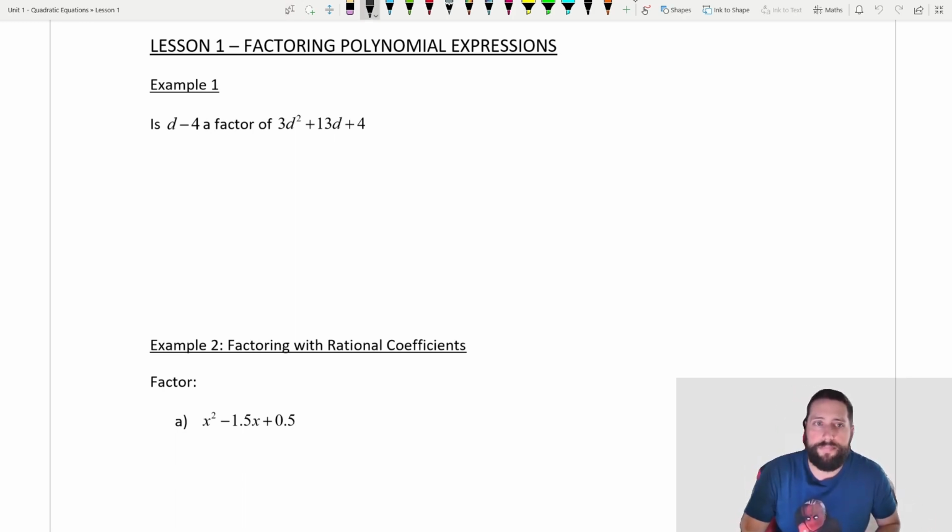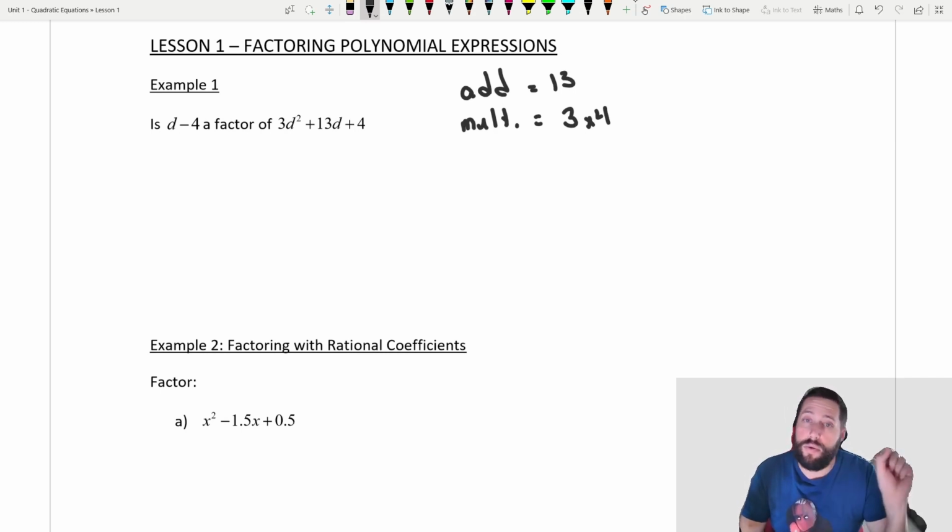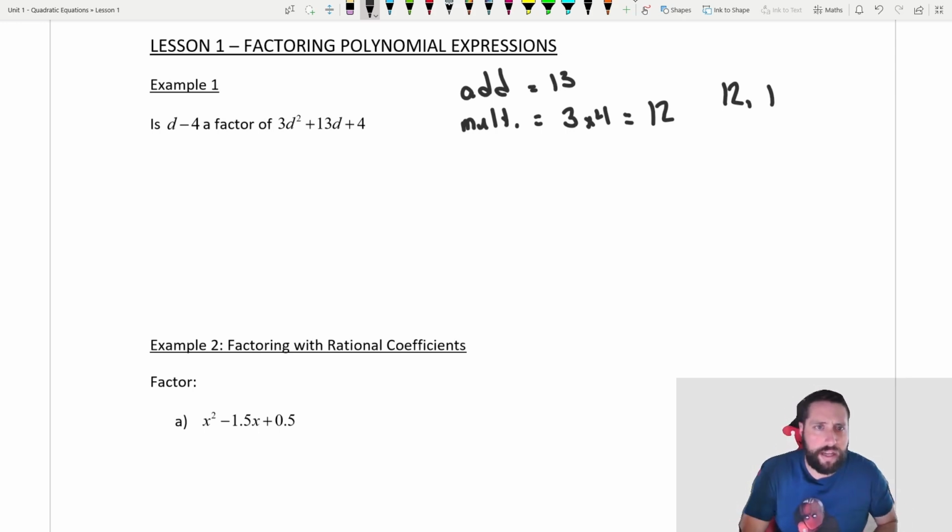We need to figure out the parts where it adds to equal 13. And remember, it needs to multiply to be equal to 3 times 4. Remember, it's the a value times the c value. So it's 3 times 4, which is 12. So we need to find the factors of 12 that multiply to give you 12 and also add to give you 13. Those two numbers will be 12 and 1. So we're going to split the 13d so that it's 12 and 1.